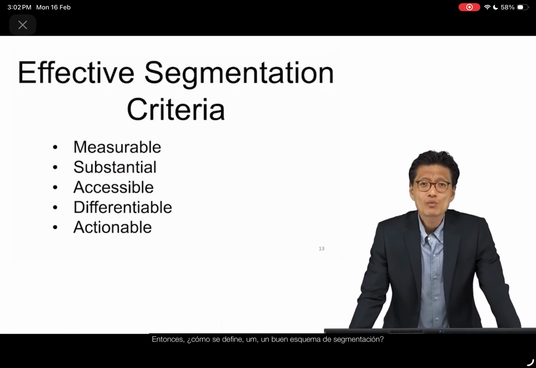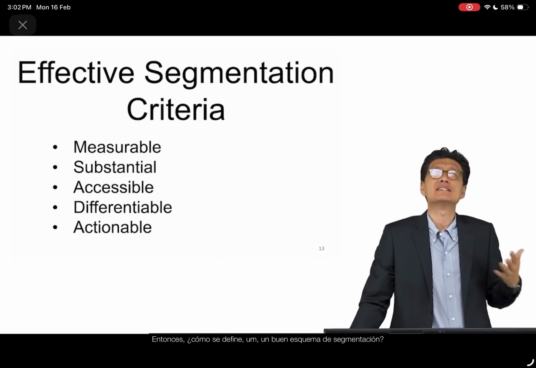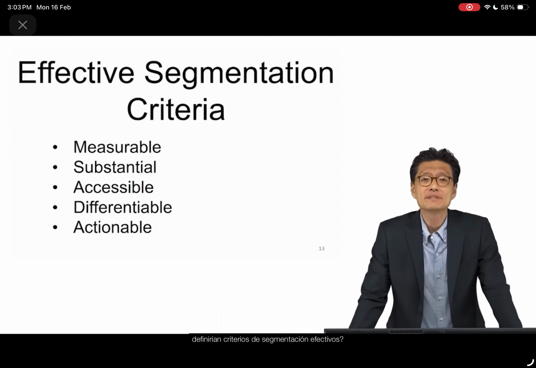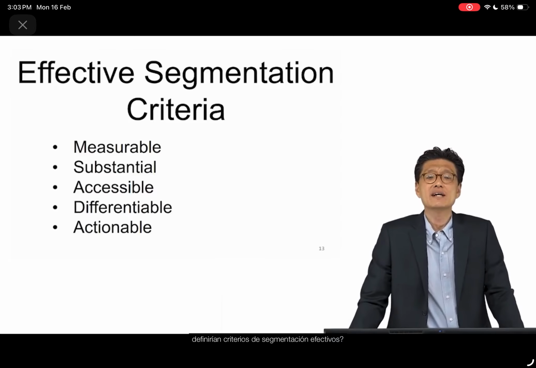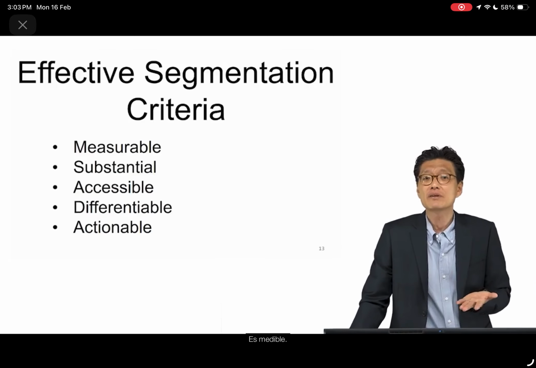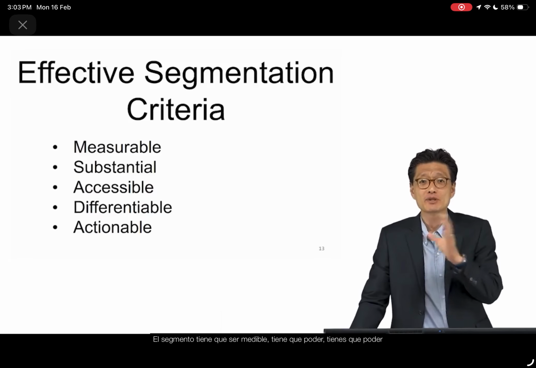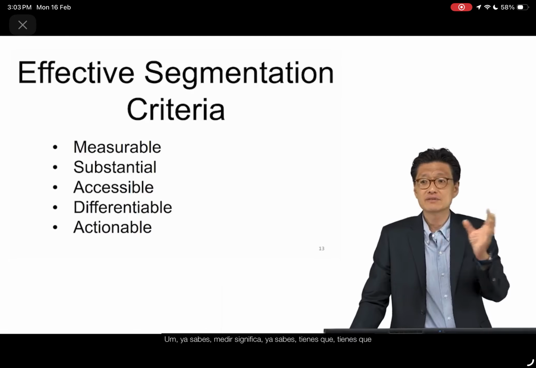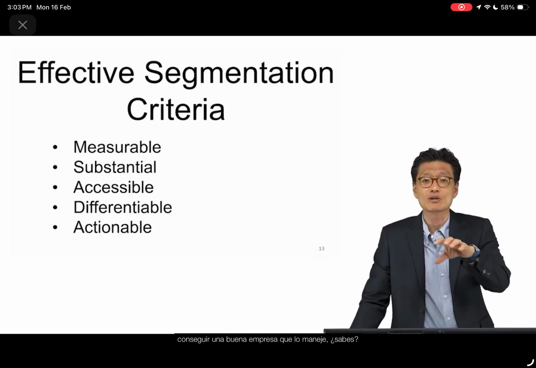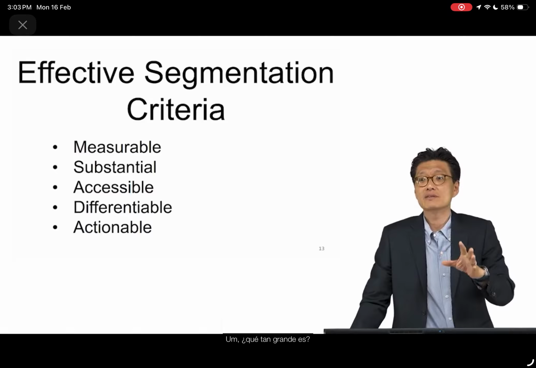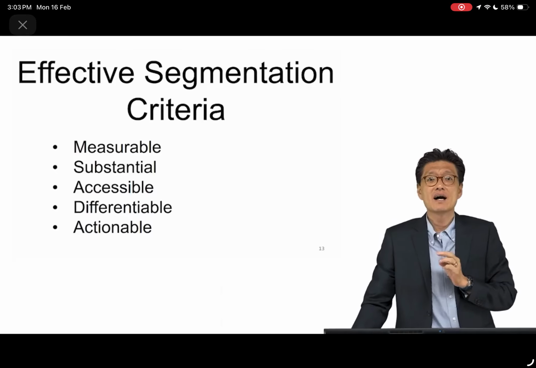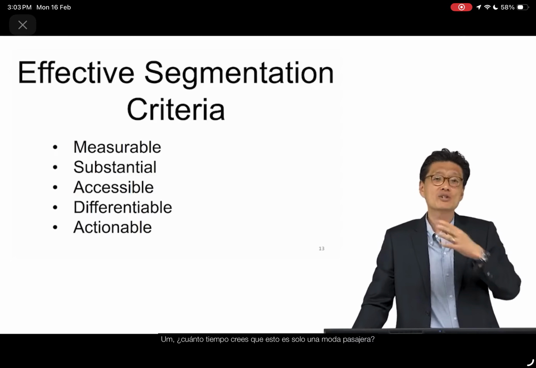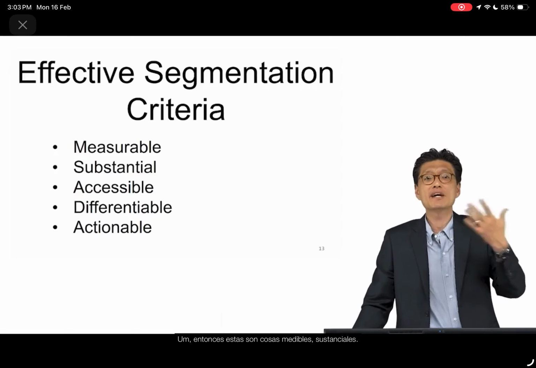So how do you define a good segmentation scheme? What are some of the attributes that would define effective segmentation criteria? There's 5. It's measurable. The segment has to be measurable. You have to be able to measure it, right? Measuring means you have to get a good firm handle on it. Like how big is it? What are they made up of? When did the segment come about? How long do you think it will last, or is this just a fad? So these are measurable stuff.